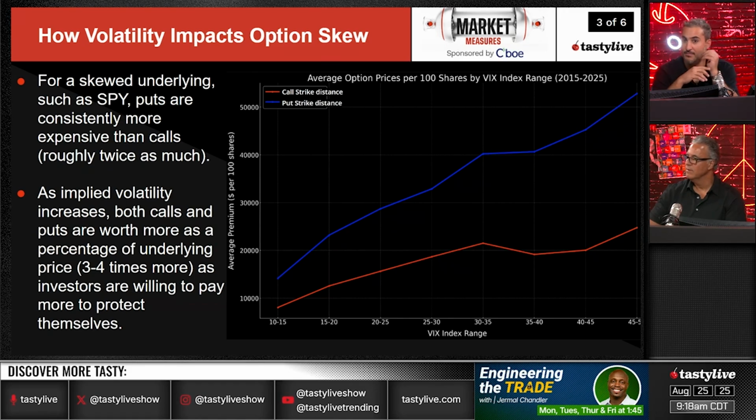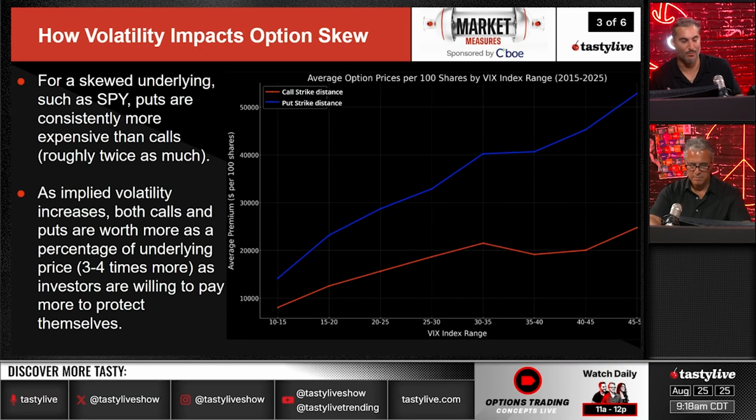And so you could see three to four times as much for that protection when you get pops in volatility. This is very intuitive. When volatility increases, it's more expensive to buy protection.